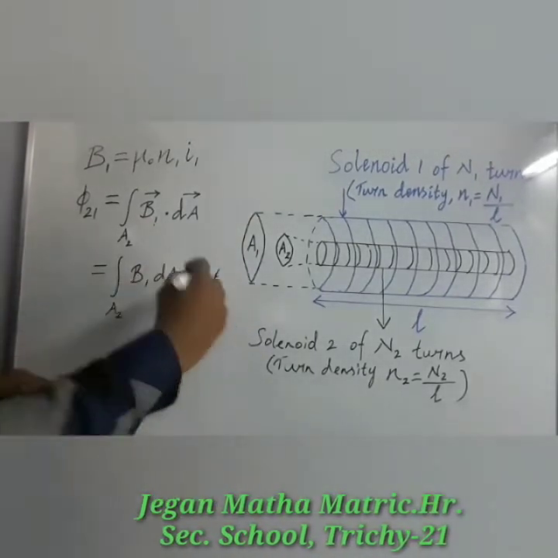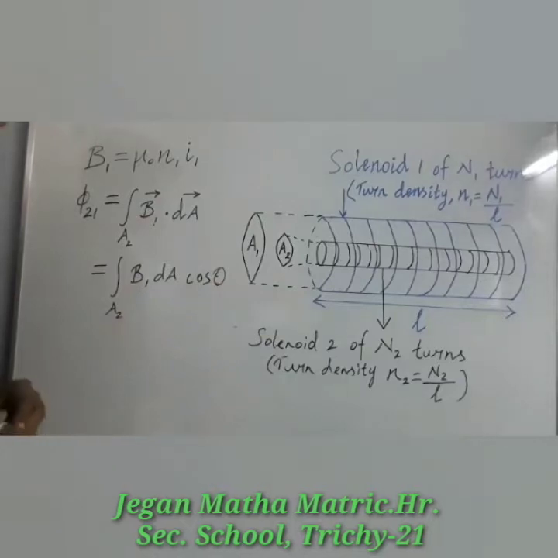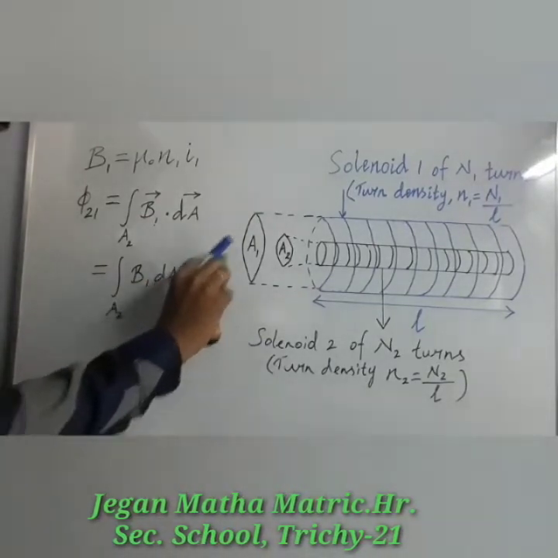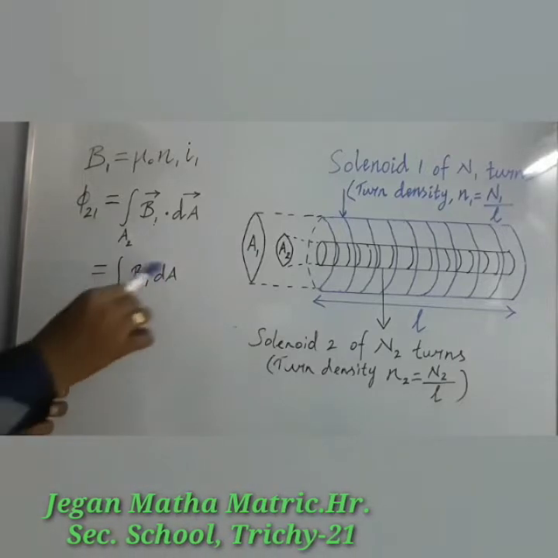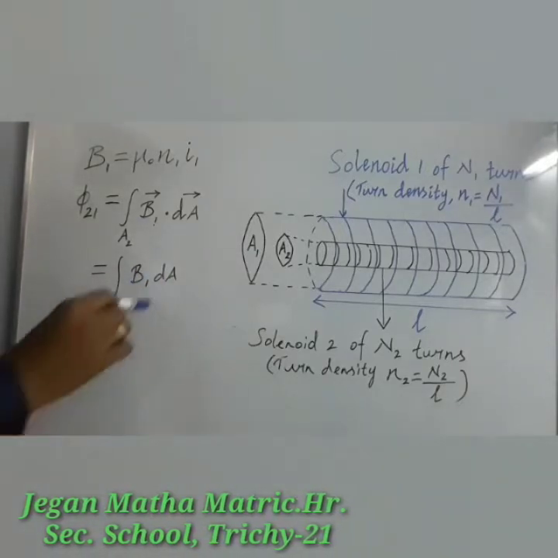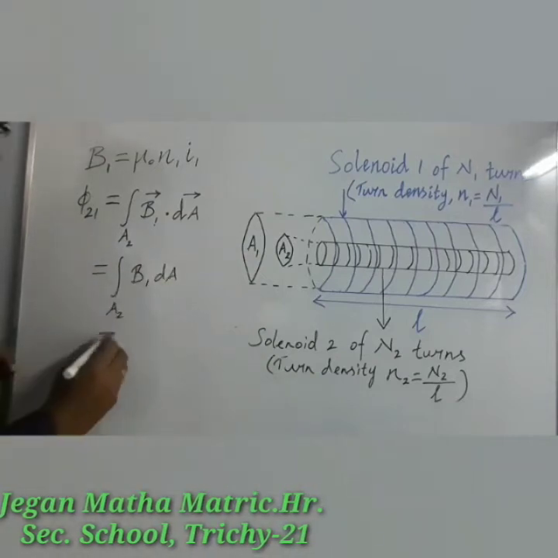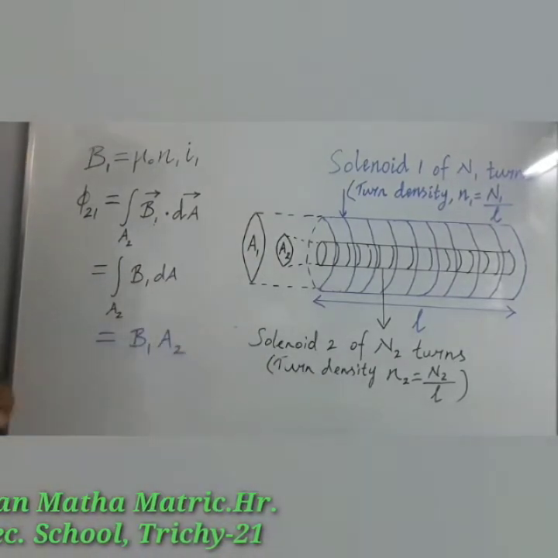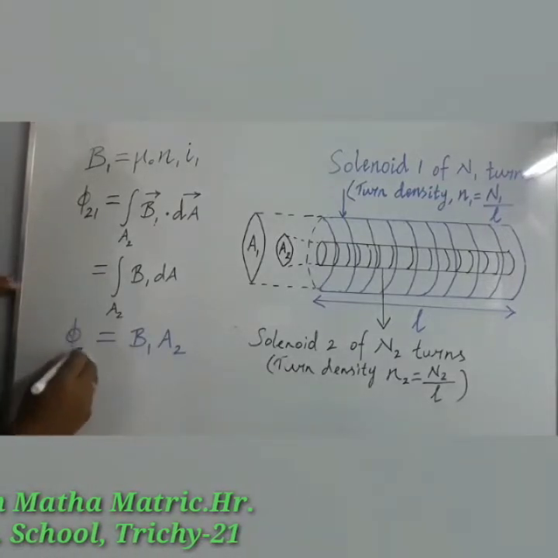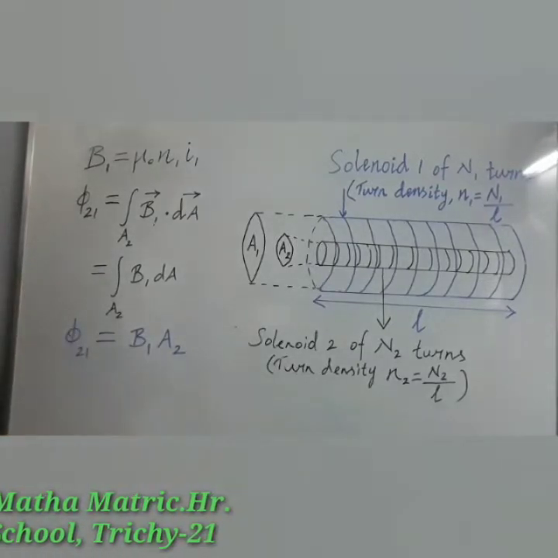Cos 0 is nothing but a 1, so that value need not be mentioned there. So only the integral of b1 dA we have, so we can integrate the value. That will be equal to b1 a2. So on the left side, phi 2 1 is equal to b1 a2.